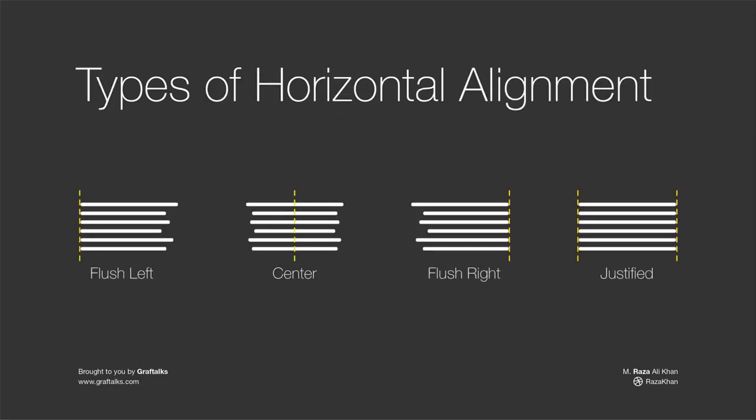We have 4 types of horizontal alignments: flush left, center, flush right, and justified. In flush left, the text is aligned from its left edge and its right side is ragged. For the center alignment, the left and right both sides are ragged. In flush right, the right side is aligned but the left side is ragged. So we'll say that this is flush right and left ragged. In case of justified, both left and right sides are aligned.